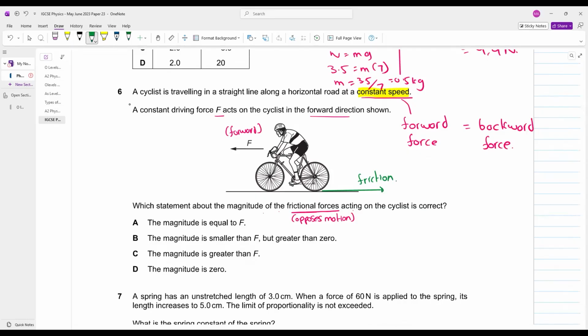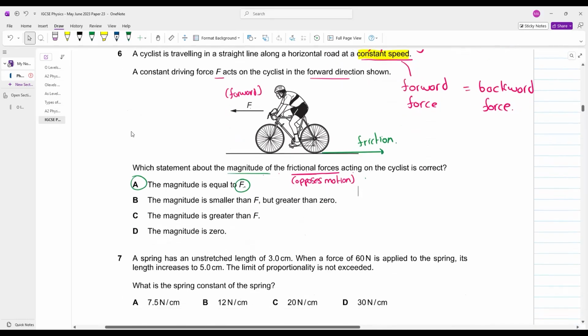What is the magnitude of the frictional force? The magnitude of the frictional force will be equal to the forward force F. That is your answer. Then only you will reach constant speed. When the forward force and backward force become equal, then only you will reach constant speed. Frictional force always opposes motion. If you are moving in the forward direction, frictional force will act backward.